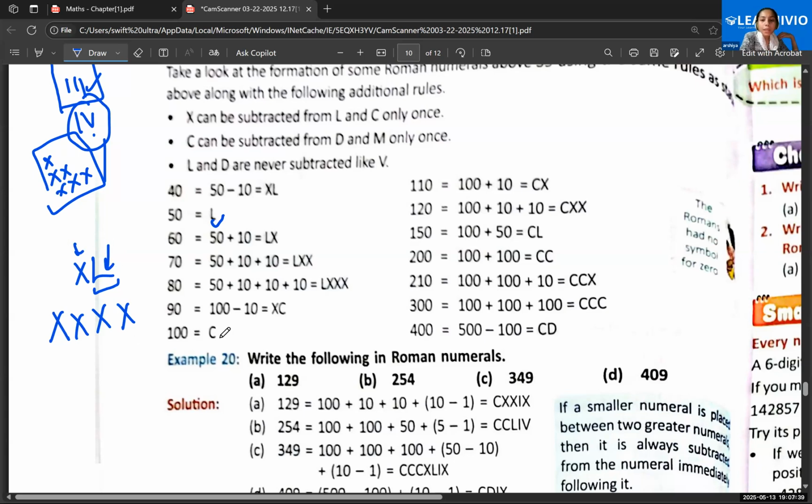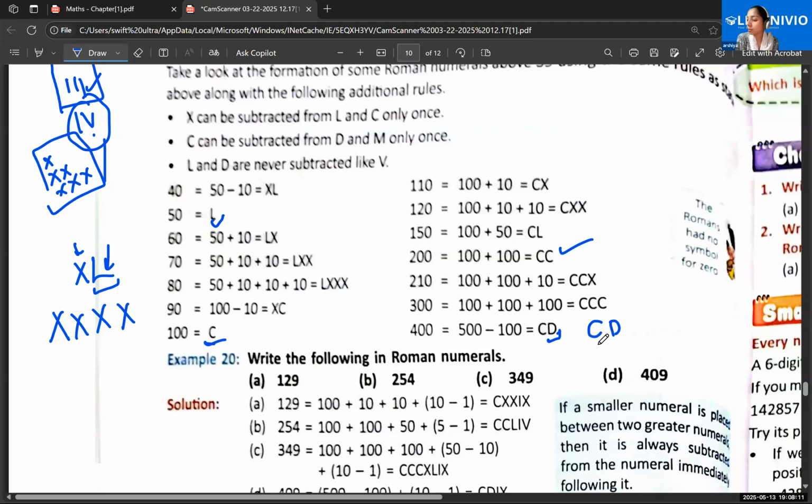Okay. Similarly, for 400 also, see, till here 100, 200, everything: 100 is C, 200 is 2C. 400 is CD, right? So the same thing, D is 500, right? So we will subtract C, which is 100, from D, which is 500, so that we can get 400. That's why we are writing CD.